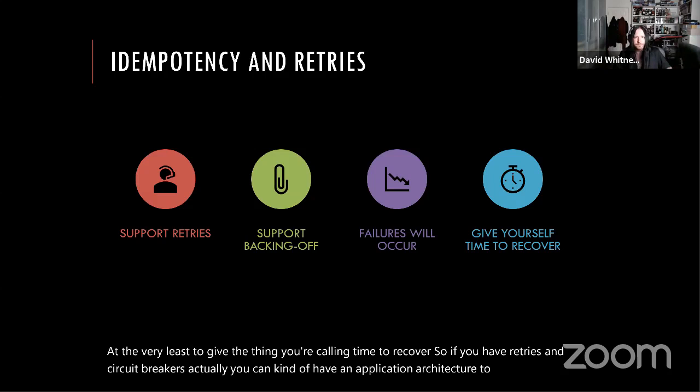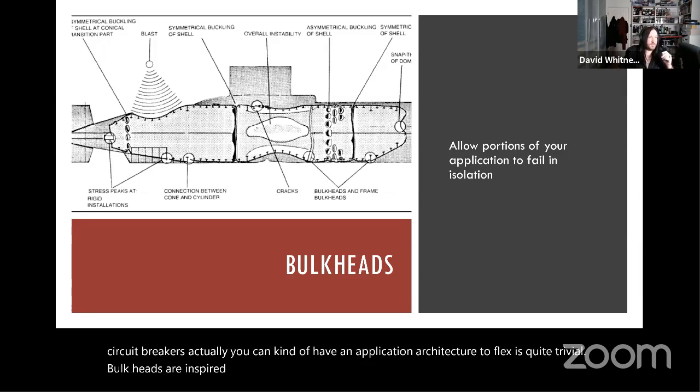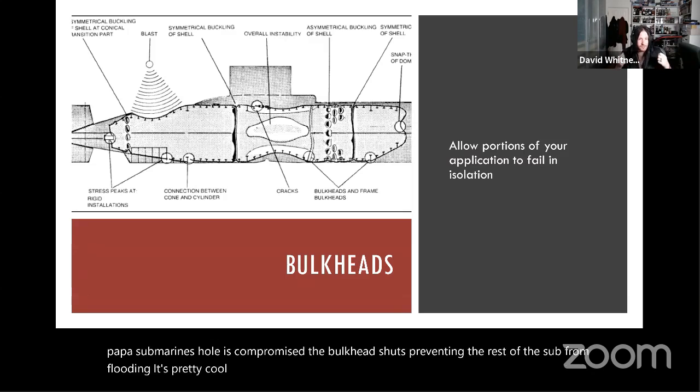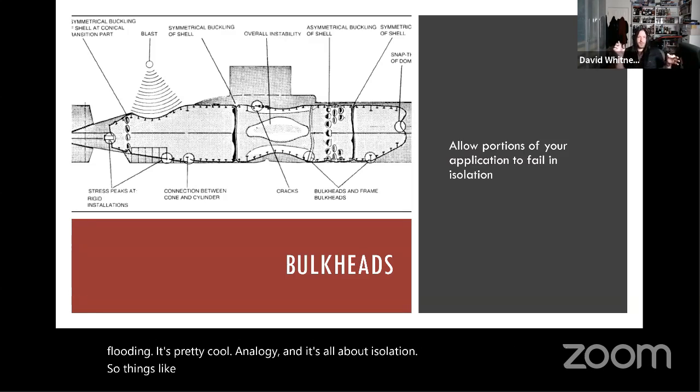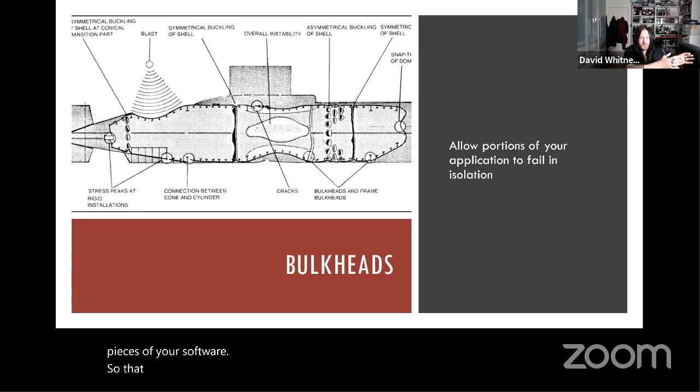Love them. Bulkheads. Bulkheads are inspired by physical bulkheads in submarines. True story. So the idea is that when part of the submarine's hull is compromised, the bulkhead shuts, preventing the rest of the sub from flooding. It's a pretty cool analogy, and it's all about isolation. So things like reserved resources, capacity, or physical hardware can be protected for specific pieces of your software, so that when an outage in one part of your system happens, it doesn't ripple down and kill another one.